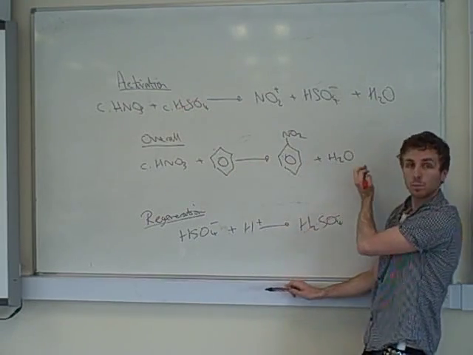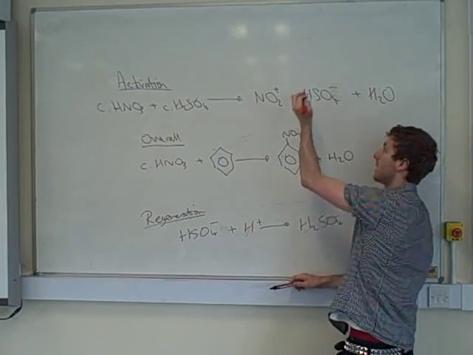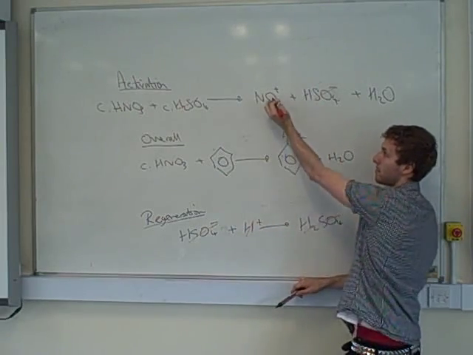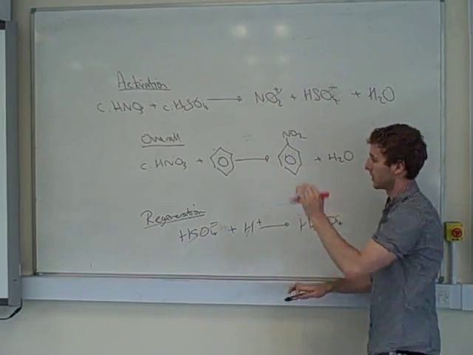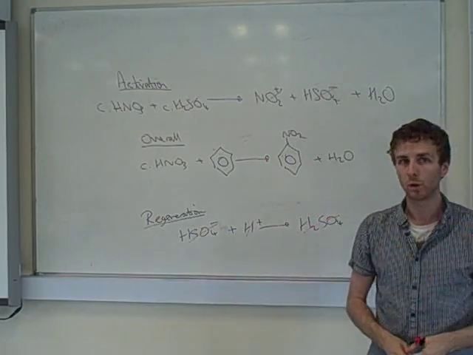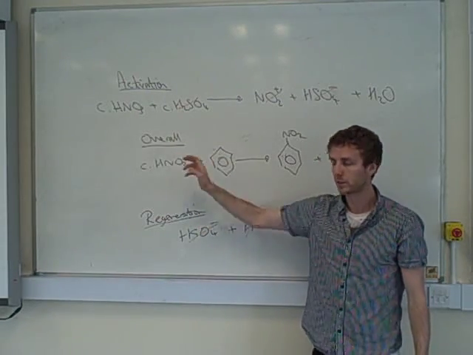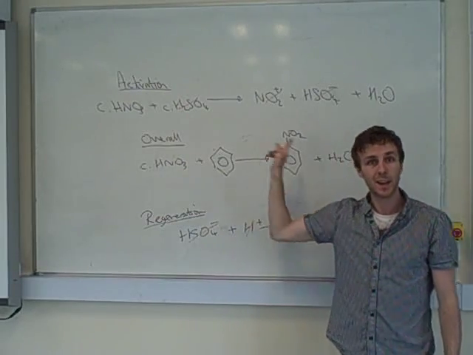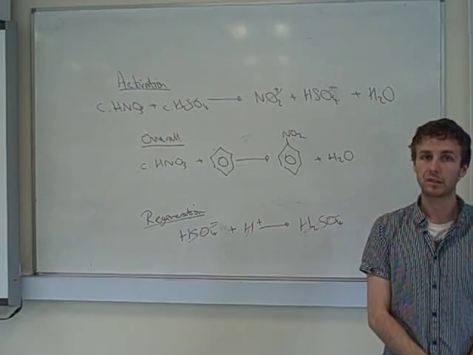I made a H+ in my curly arrow mechanism, but I use it up here. I made a HSO4-, but I use it up there. And I made an NO2+, but I used it up in my curly arrow mechanism. So they wouldn't be part of the overall equation. The only thing we're actually reacting in the overall sense is benzene and concentrated nitric acid. And they make nitrobenzene and water. Okay? And that is the nitration of benzene.